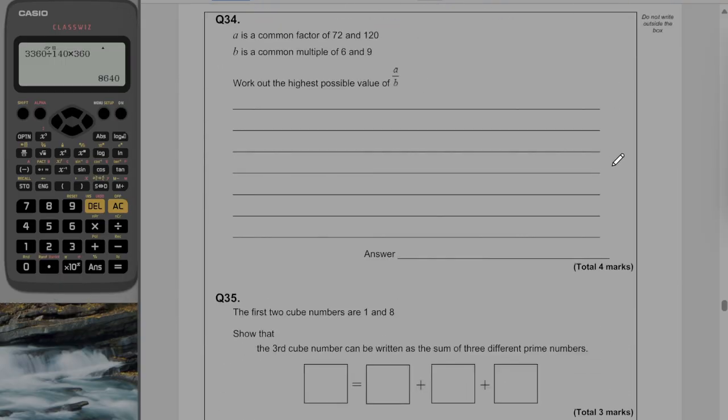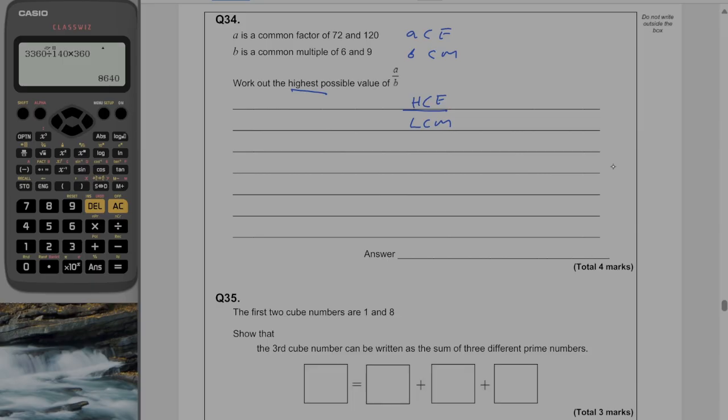Right, question 34. A is a common factor of 72 and 120. B is a common multiple of 6 and 9. Work out the highest possible value of A over B. So A is a common factor and B is a common multiple. Right, so if we're trying to work out the highest possible value of A over B, we want the highest value that this could be, which would be the highest common factor of those two numbers, divided by the lowest possible value, so the lowest common multiple. So we want the highest common factor and the lowest common multiple of these two numbers.